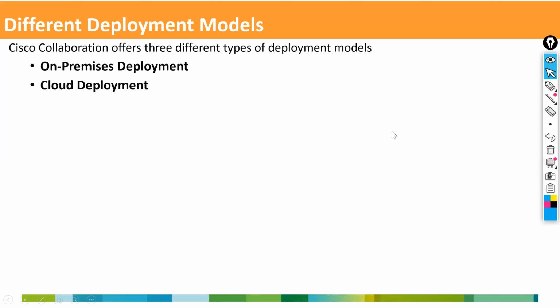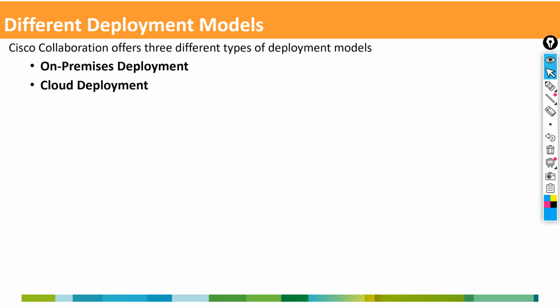Next, cloud deployment. Cloud means now we have only IP phones, routers, and switches. We don't have any servers like call manager or Unity. Those are on the cloud. That is the cloud deployment.